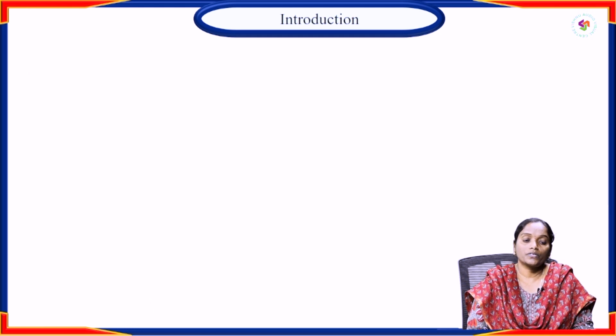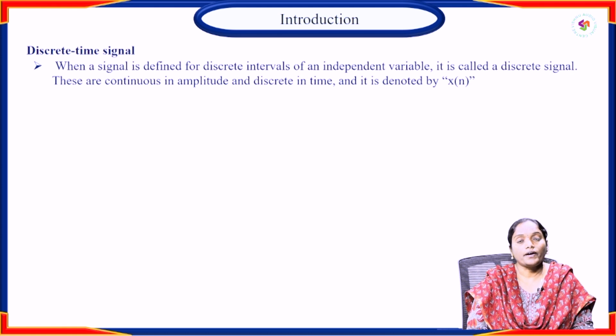And the second classification of the signal is the discrete time signal. When the signal is defined for discrete intervals of time, or discrete intervals of any independent variable, then we can say it is a discrete signal. Discrete signals are continuous in amplitude but discrete in time. It is denoted by x of n.